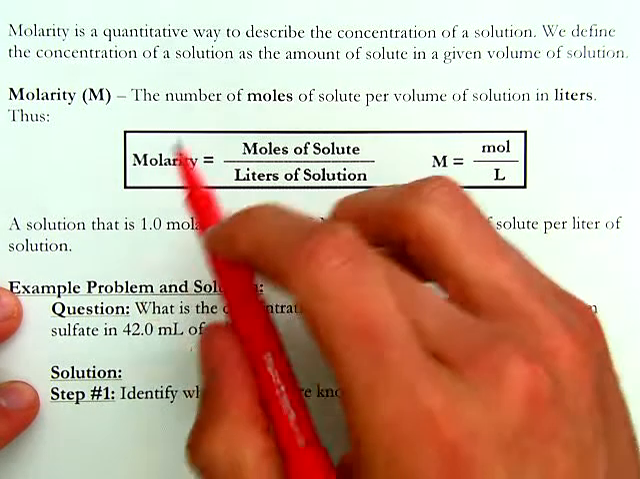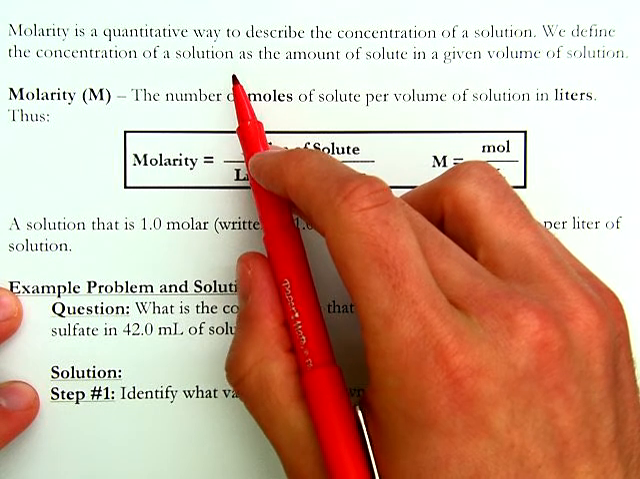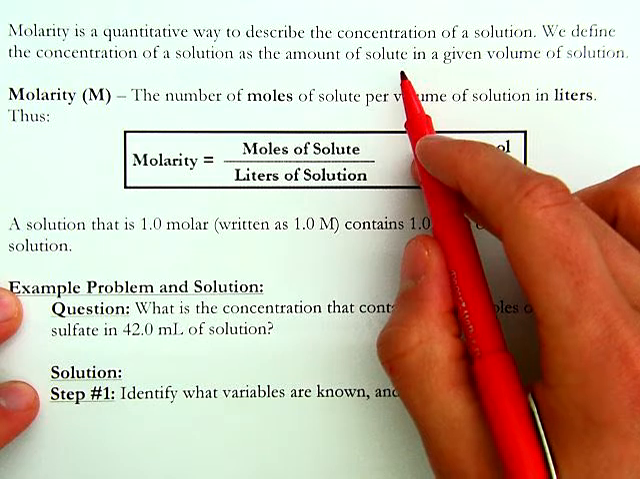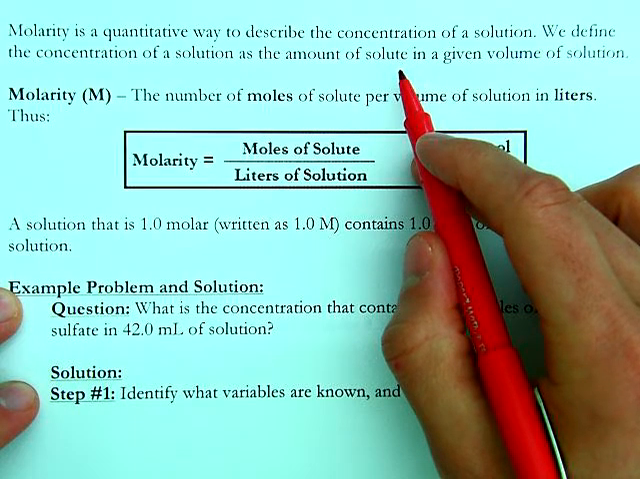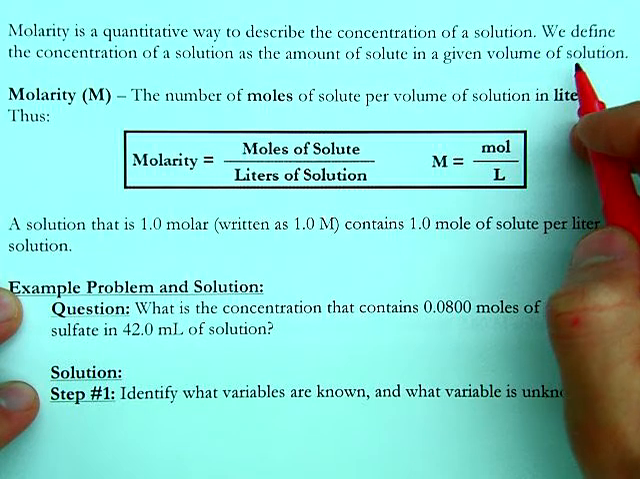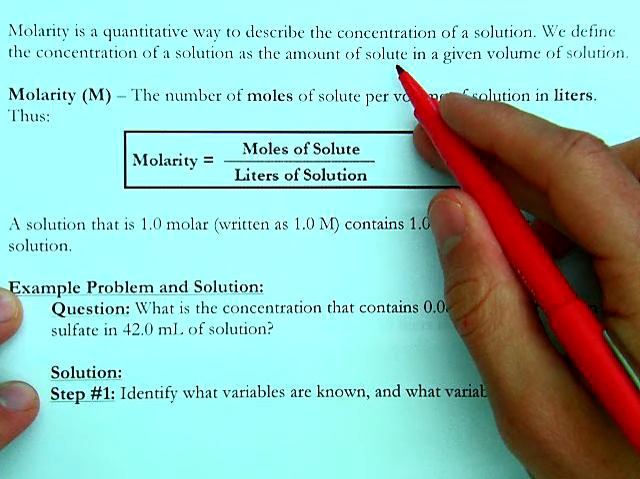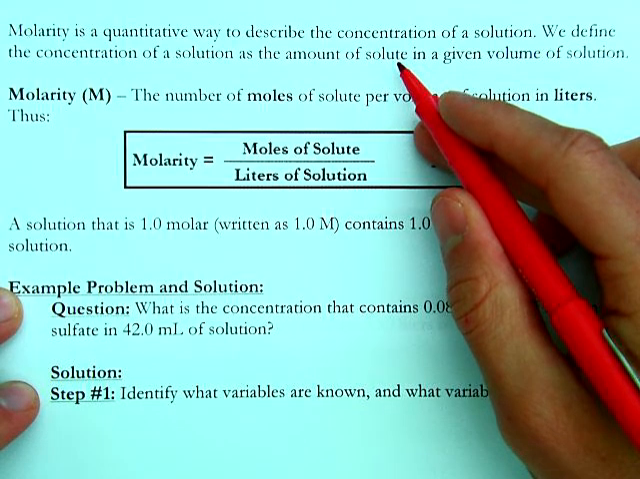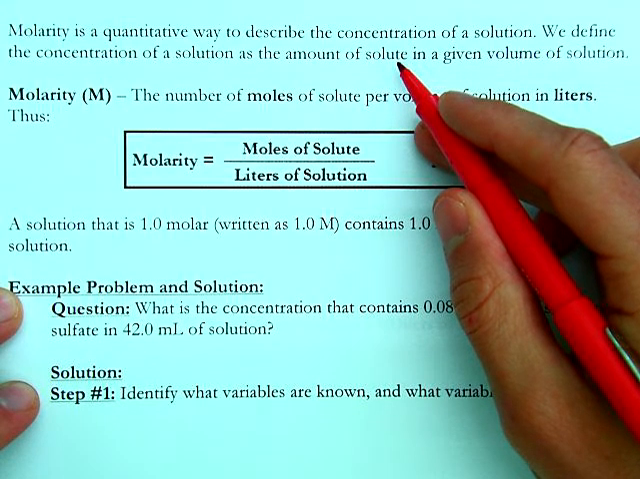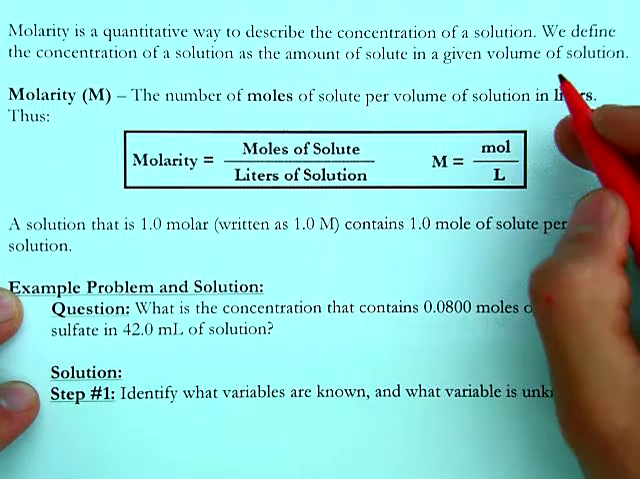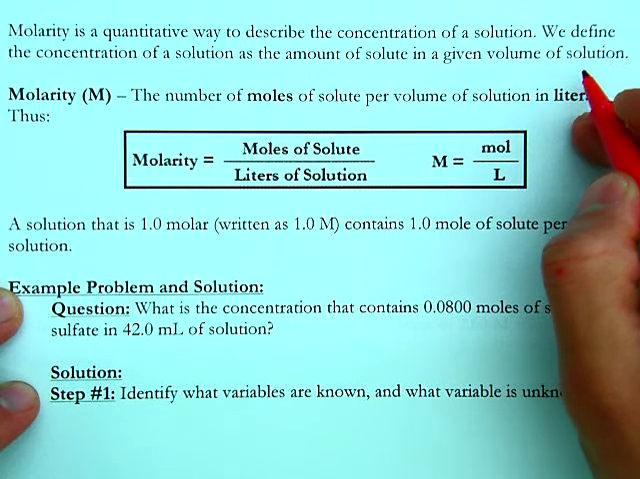So we define the concentration of a solution in terms of the amount of solute dissolved in a given amount of solution. The solute is the thing that gets dissolved. It's the stuff that you have less of. The solvent is what you put the solute into. The solvent is the thing that does the dissolving. So the solute goes into the solvent, mix them together, and you get a solution. Those are the two parts of a solution.